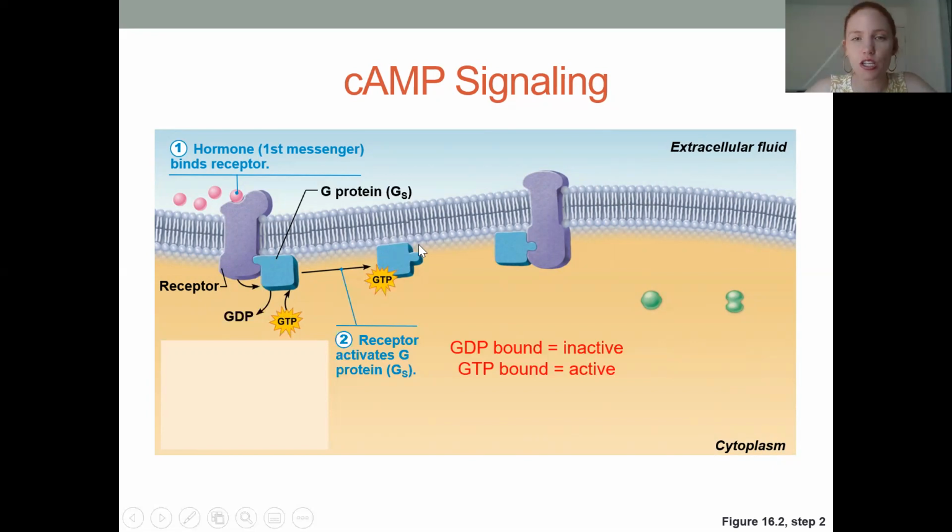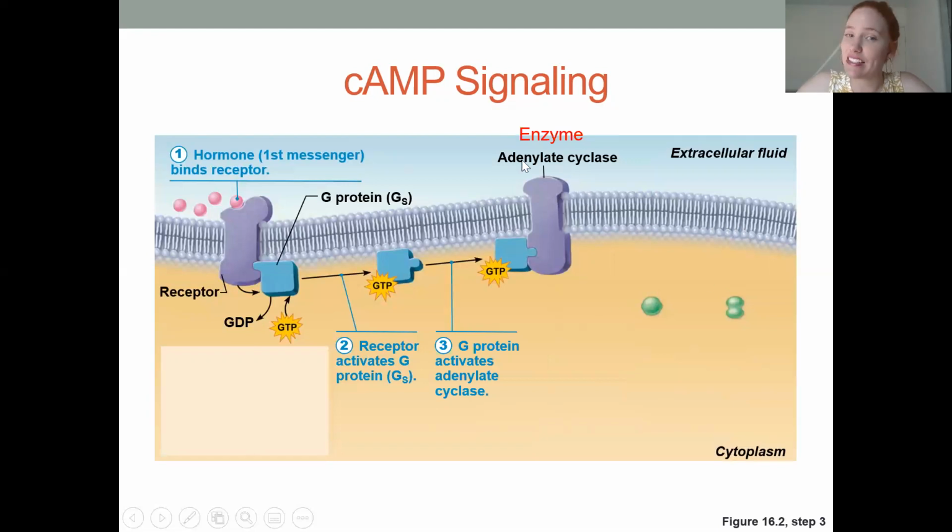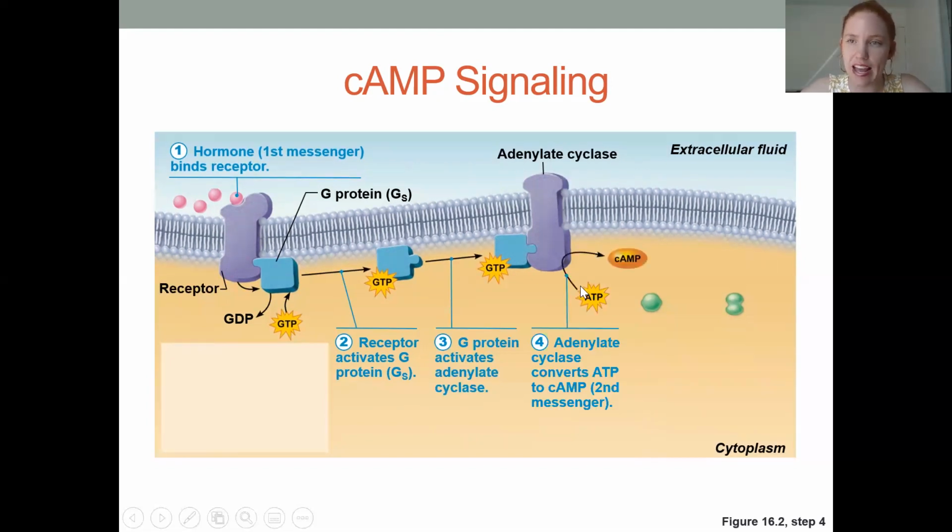What it's going to do is go to an enzyme. In this case, for this pathway, the enzyme is called adenylate cyclase. Adenylate cyclase, -ase, that's the enzyme. Once that enzyme is activated, it's going to take ATP, which is what you've already seen, the energy molecule. It's going to take two of those phosphate groups off, and then it turns it into a circular structure, and that makes cyclic AMP, cAMP.